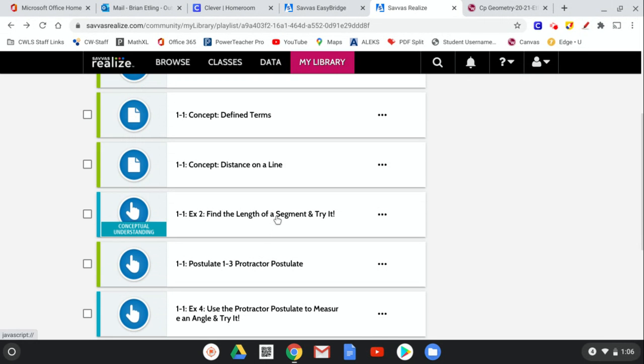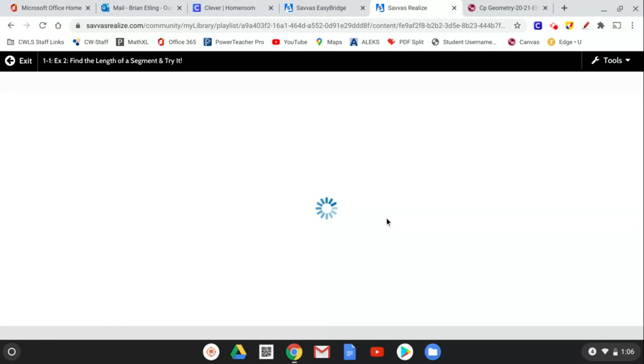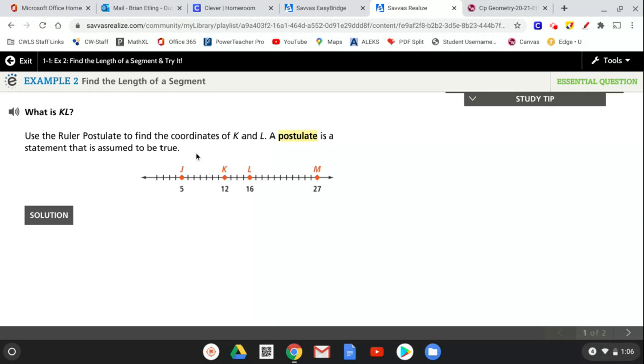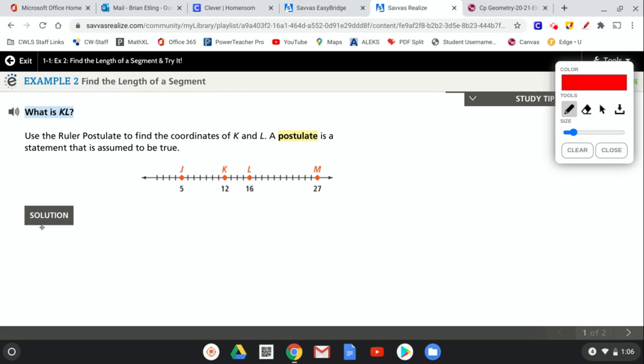So now we're going to find the length of a segment. In this case, they say, what is KL? You got to figure out what KL is. Now, if you notice, they have the solution, you can click on it, but I'll work through the solution with you as well. We're just looking for this segment right here. You could just count and go 1, 2, 3, 4. Boom, we know that the distance KL is 4, okay?